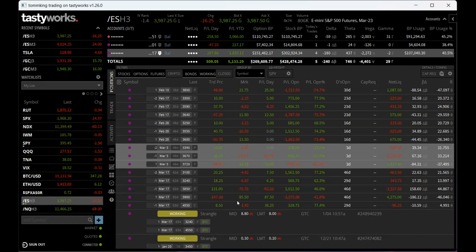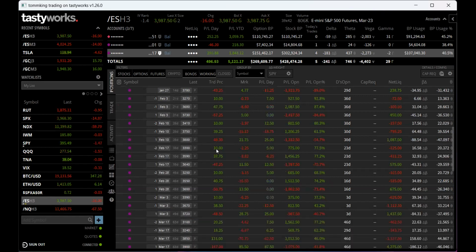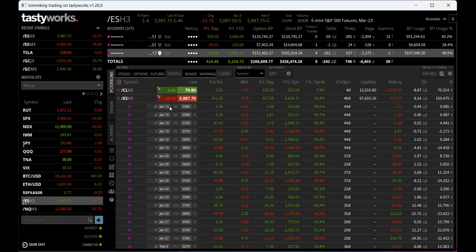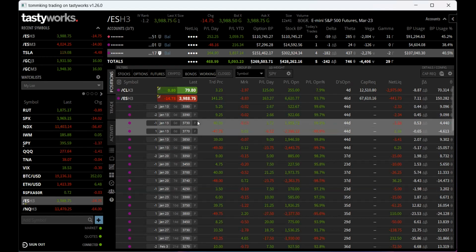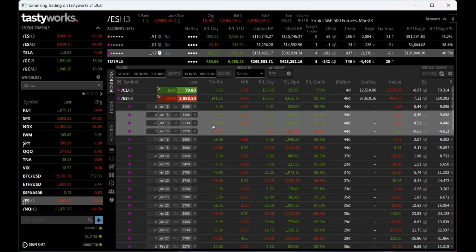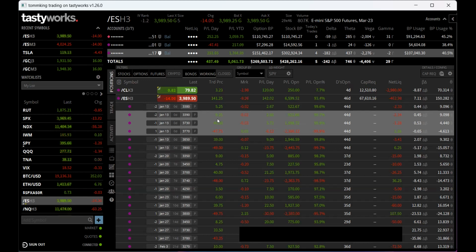On these strangles, I'm putting one on every single Wednesday and letting them expire. So we do have one that is expiring today. Actually, we got a couple things expiring here today, but the primary one expiring here today is the 3770, 3730 with the 3390. So this one is expiring today. Obviously, it's going to be out of the money, so it'll expire for a full winner. This was a $10.75, so it'll be a $538 winner here.